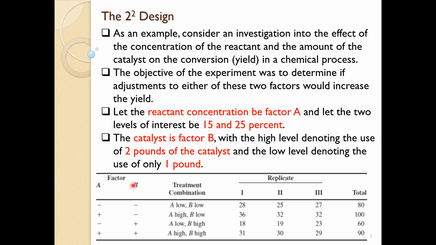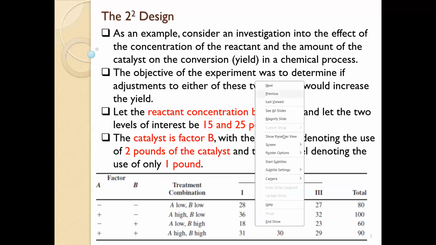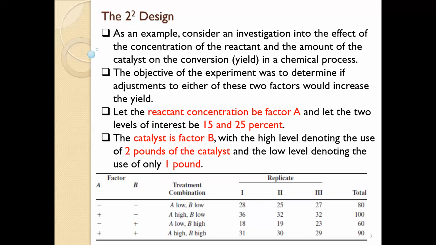Again, for factor A, minus means 15%, plus means 25%. For catalyst, minus means 1 pound, plus means 2 pounds. And then based on 2 power 2, you get 4 experiments. For this, you can calculate the number of experiments. If you need 2 power 2, you get 4.